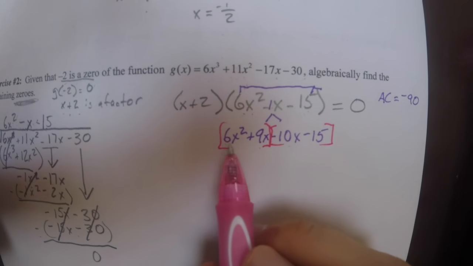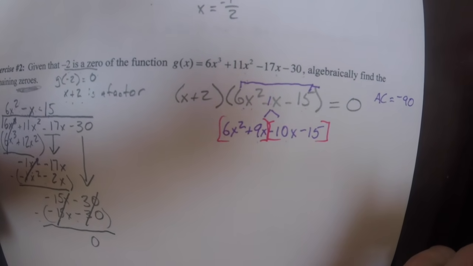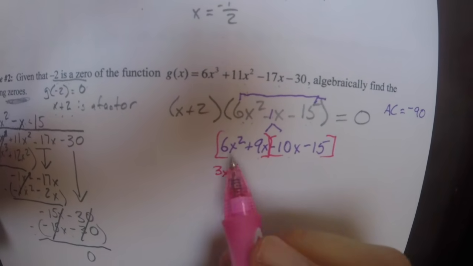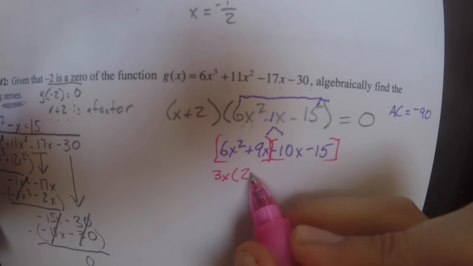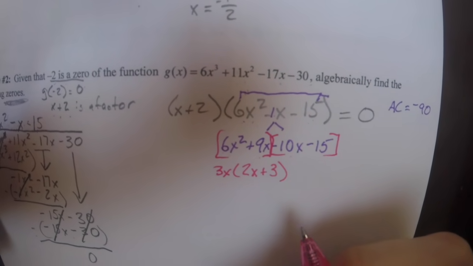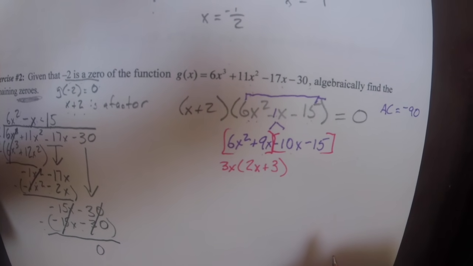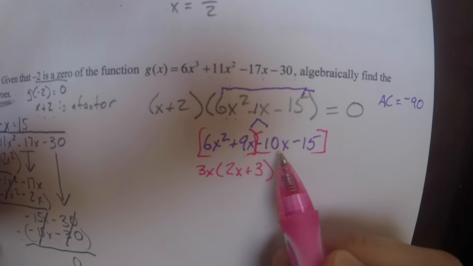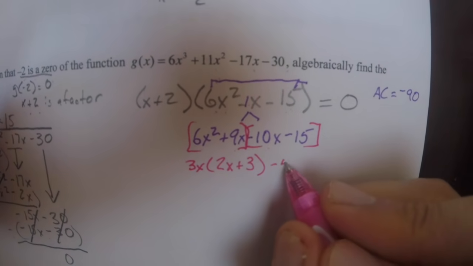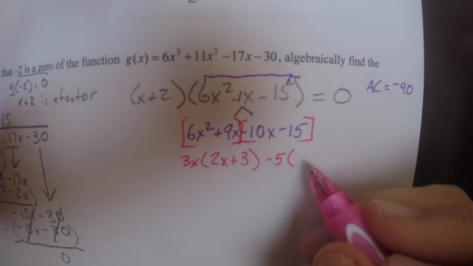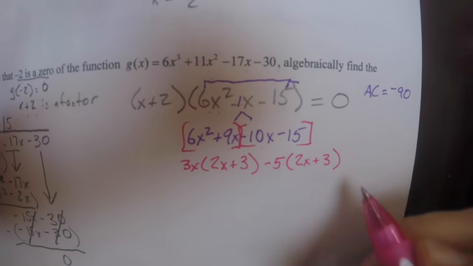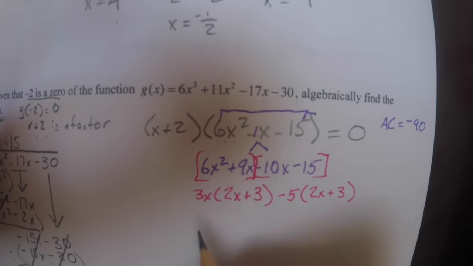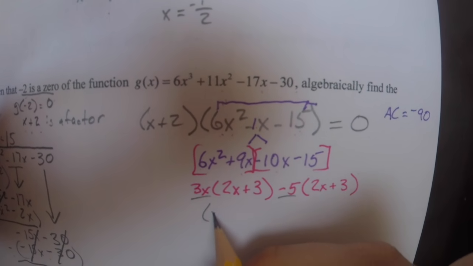Greatest common factor between 6x squared and 9x, I think, is 3x. Which would, if I divided 3x out, I get 2x plus 3, right? Greatest common factor here looks like it would be a negative 5, which would leave me with 2x plus 3. That's great news. All right. So now remember, these two go together, 3x minus 5.